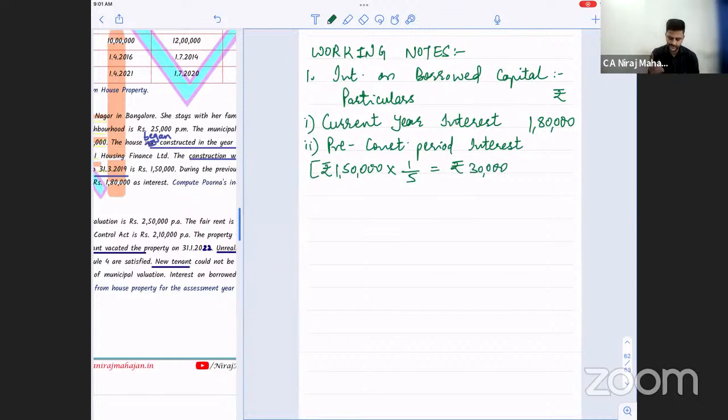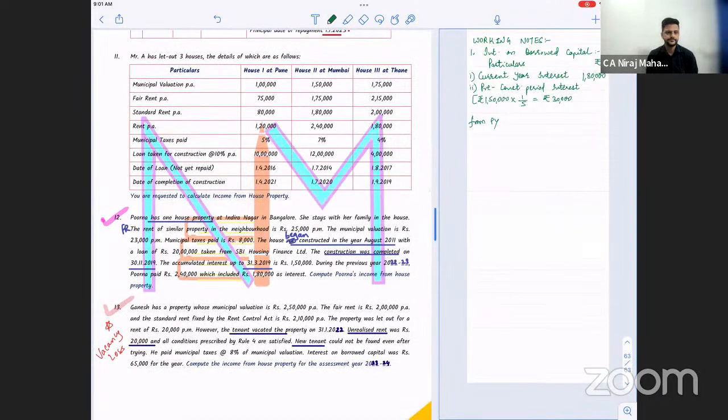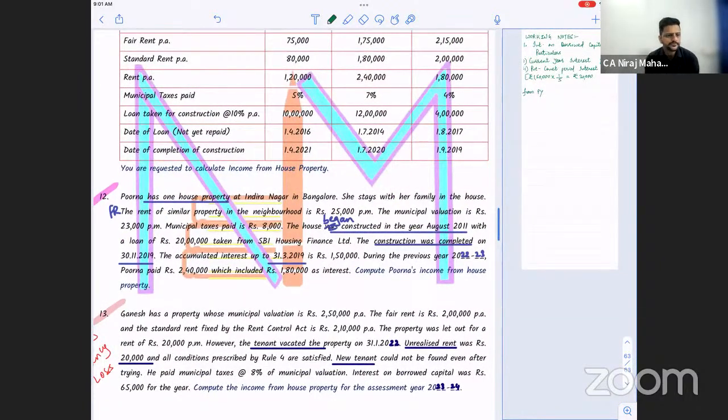But from which year to which year? Tell me, from which PY? 30,000 per year will be allowed, and we know it is allowed for 5 years. From which year? Look in the question and tell me. Tell me the financial year or PY from which it will be allowed as 1/5. I hope you made the correction over here.